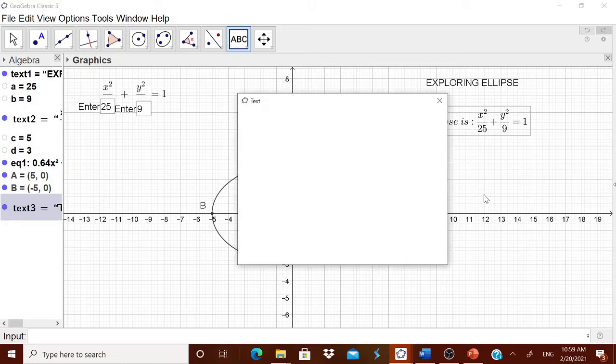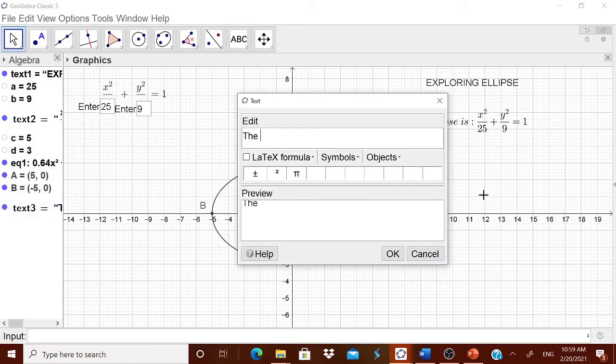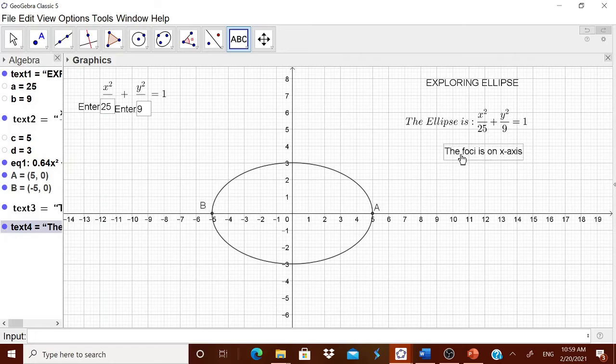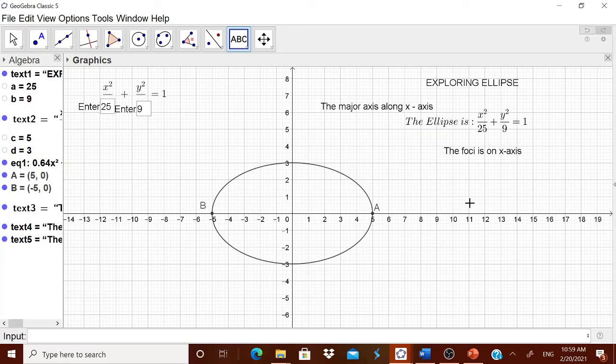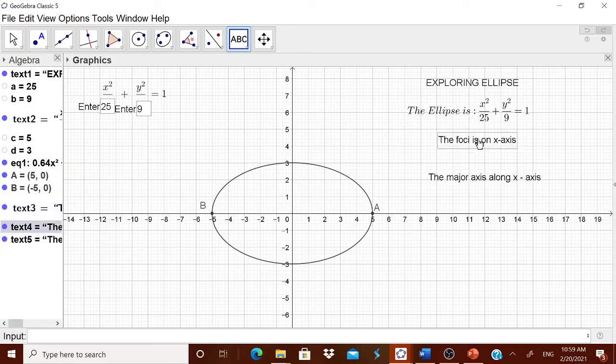Well, now what you can tell about this one. Therefore the foci is on the x-axis. This is one interesting idea the child has to remember. Foci is on the x-axis. Once again, the major axis is along the x-axis. These are the things which are for identification of this particular ellipse. This is the identification for this ellipse.